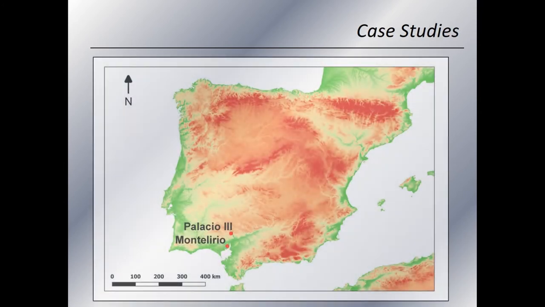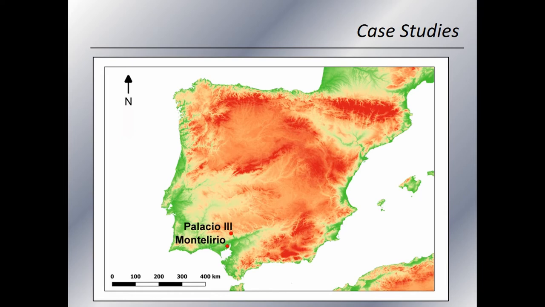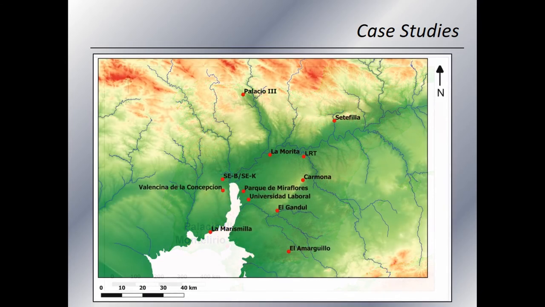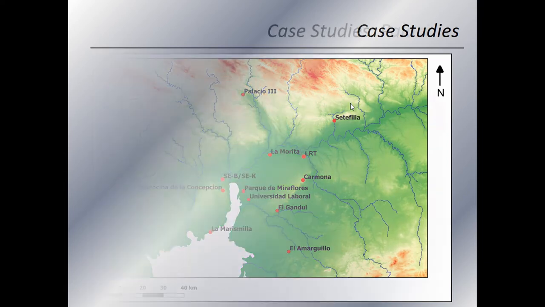So a quick review of these two tombs, both located in southwestern Spain, in the province of Seville. As I said, Montelirio is in the lowlands. You can see here the Guadalquivir River, and this is the paleo coastline, the coastline of 5,000 or 6,000 years ago, how it would have been approximately. Very different from what it is today. This is all marshes nowadays. And this is the location of modern-day Seville here. Parque de Miraflores is located within the city. And this is Valencina de la Concepción, which is where Montelirio is located. So we have Palacio III here and Montelirio here, distant some 70 kilometers.